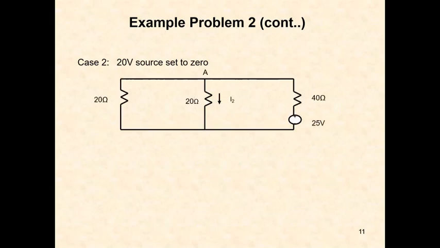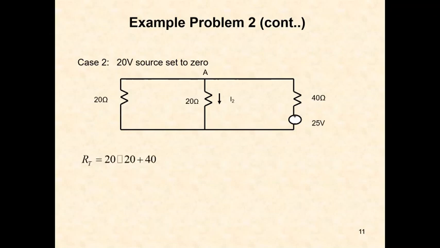This is case 1. Now case 2. In case 2, I am replacing the 20 volts source with 0 and applying the 25 volts source. See here, the 20 volts source is short circuited and 25 volts is applied.